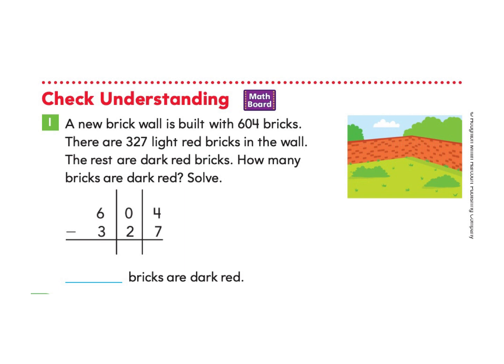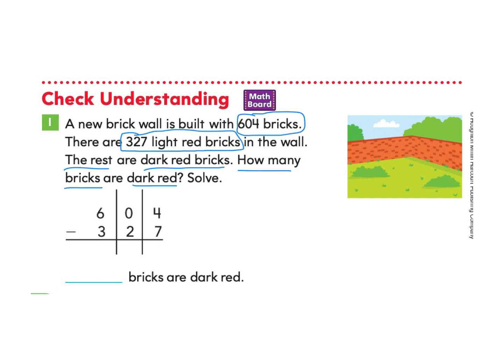Okay, now we're ready to check understanding. You can try this problem on your own and come back and check your answer, or you can follow along with me. A new brick wall is built with 604 bricks. There are 327 light red bricks in the wall. The rest are dark red bricks. How many bricks are dark red?